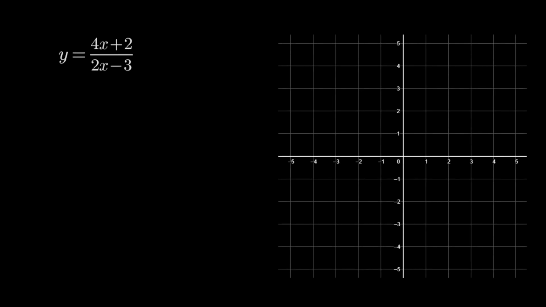In this example, we're going to graph this rational function. We'll include its asymptotes and also its intercepts. So let's start with our asymptotes. And as always, wherever we have division by 0, we will have our vertical asymptote.